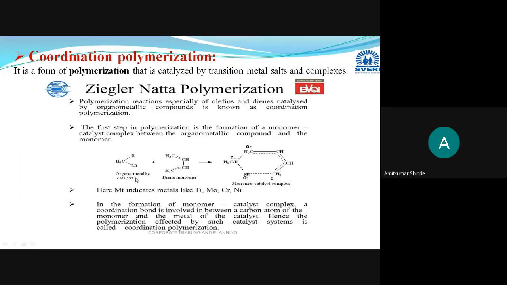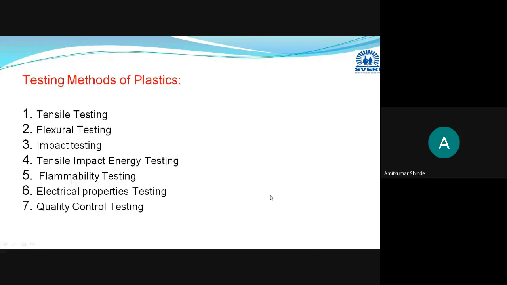Okay, this is one example I have explained here. An organometallic catalyst is added to the monomer, and it will get transformed to the polymer. Here I have highlighted a few catalysts generally used: titanium, molybdenum, chromium, nickel. These catalysts we are using. With the help of these catalysts only, this transformation will occur. Now I will move towards the next part.